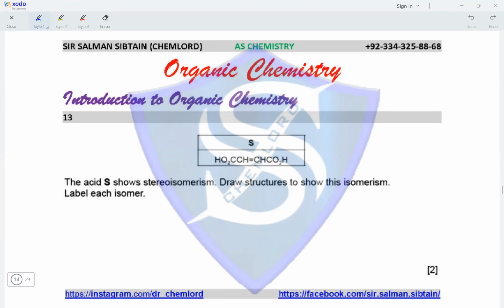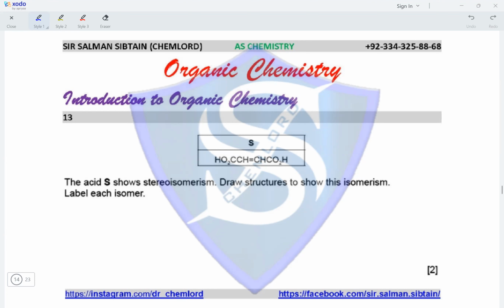Hi guys, this is AS Chemistry, Organic Chemistry, and we are doing Introduction to Organic Chemistry. Question 13. The structure of a compound S is given. The acid S shows stereoisomerism. Draw structures to show this isomerism and label each structure.